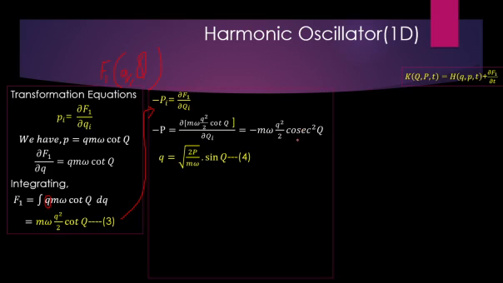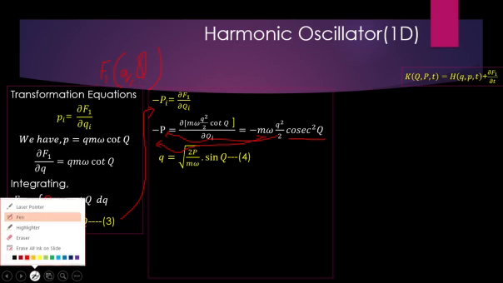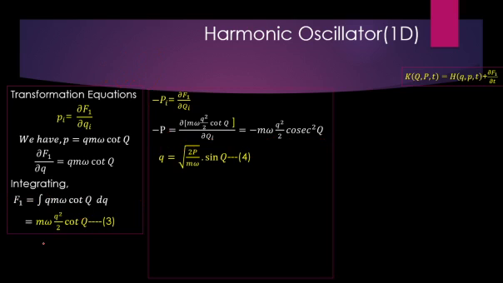Just by rearranging we'll get small q as the square root of 2P, and m omega will go in the denominator, into the square root of cos square Q, which will also come in the denominator. So 1 by cos Q is sin Q. That's how we obtain this relation for q. Now we need to find out what capital Q is. So if you compare equation 2 and equation 4, what is equation 2?